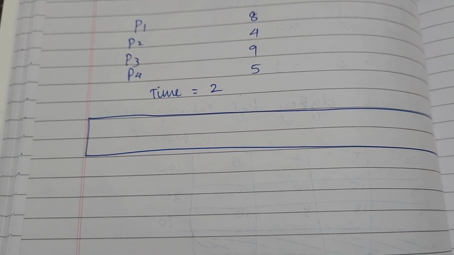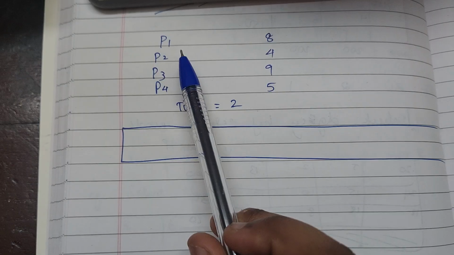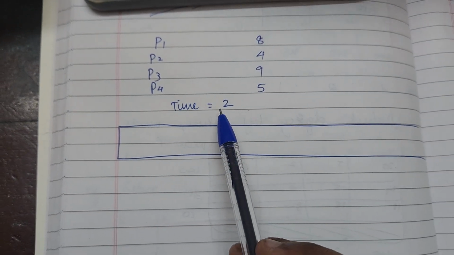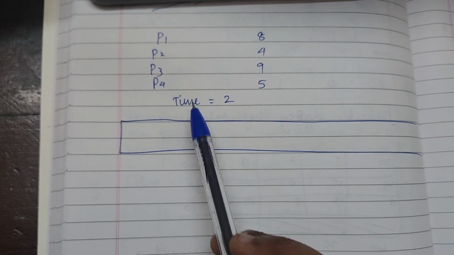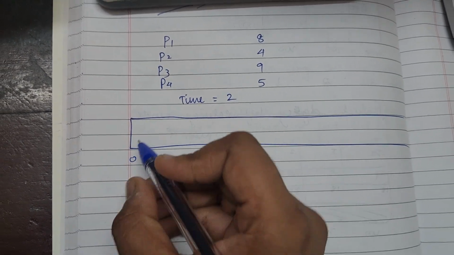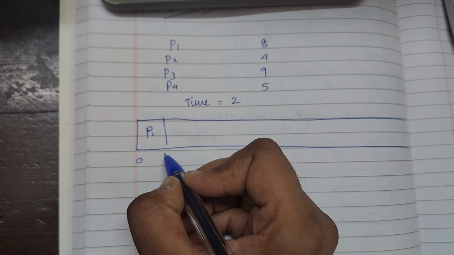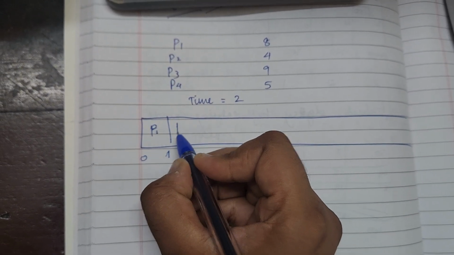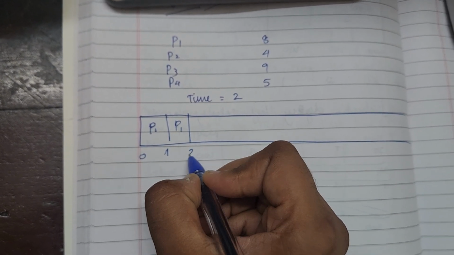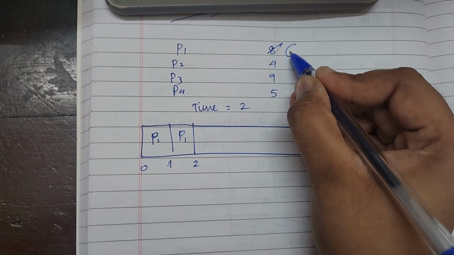So let us try. So the logic is very simple. You start in the order in which the processes are. You allocate 2 units for every process, and then the burst time reduces accordingly. So at time instance 0, I will do P1. At time instance 1, again I will do P1. That is 2 units for P1. So this 8 becomes a 6.